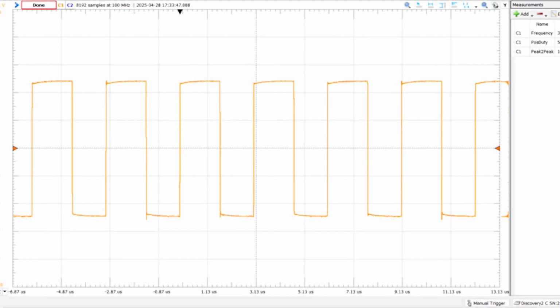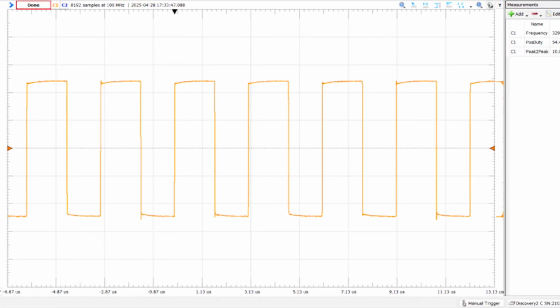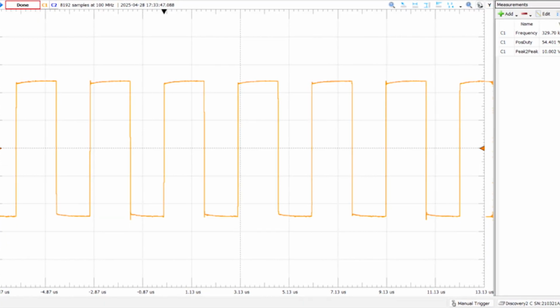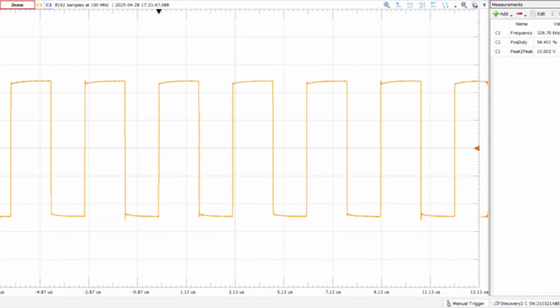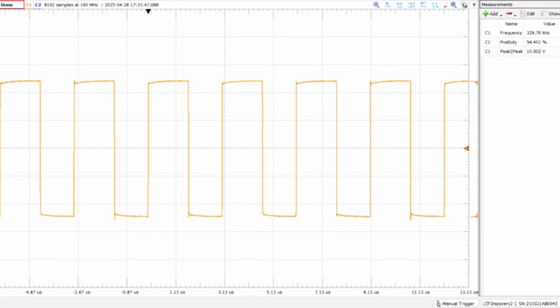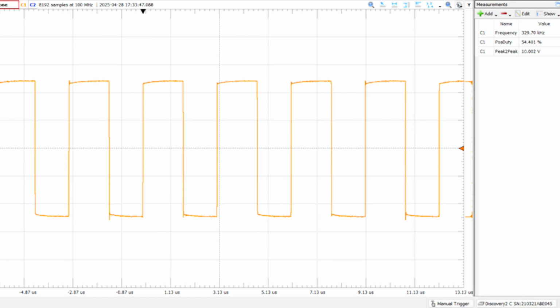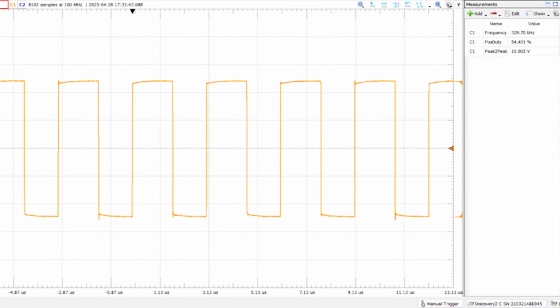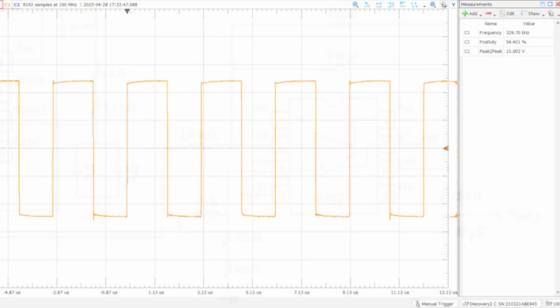So let's take a look at this resulting square wave. So we can see that the output square wave has a measured frequency of approximately 330 kilohertz, a duty cycle of about 54.4%, and a peak-to-peak voltage of 10 volts with minimal to no DC offset, making it suitable for generating a stable and symmetric triangle wave through integration.